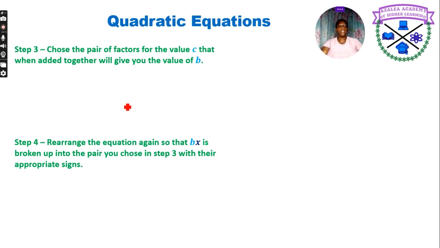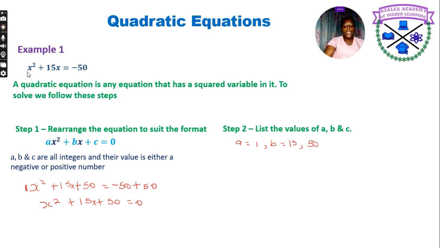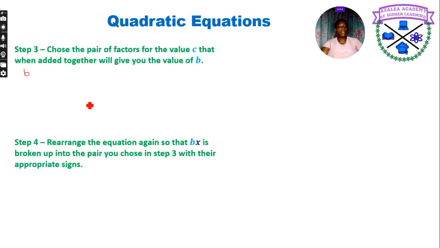Let's move on to our next step. In our next step, we have to choose the factors for the value of C that when we add them together will give you the value of B. So we had known from the last step, let's go back, B is equal to 15, so let's just rewrite that here.